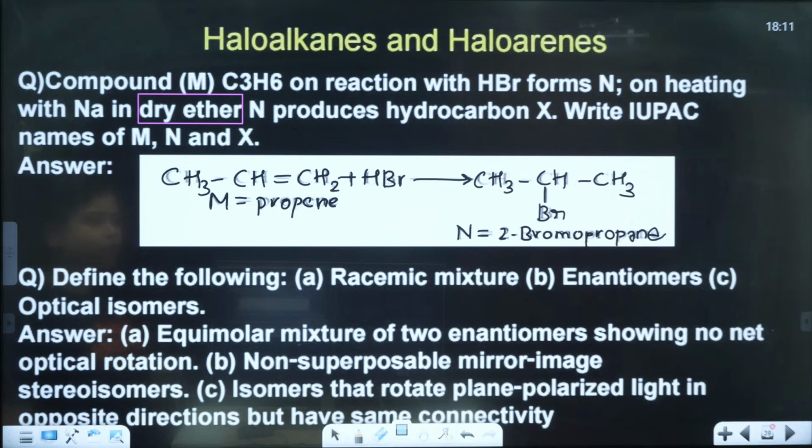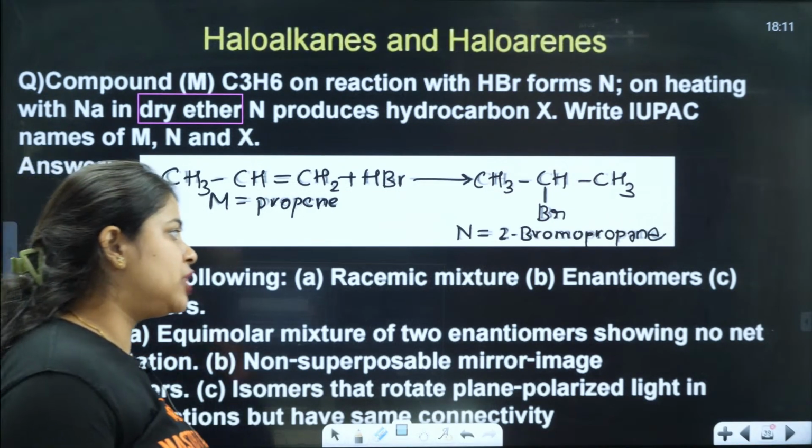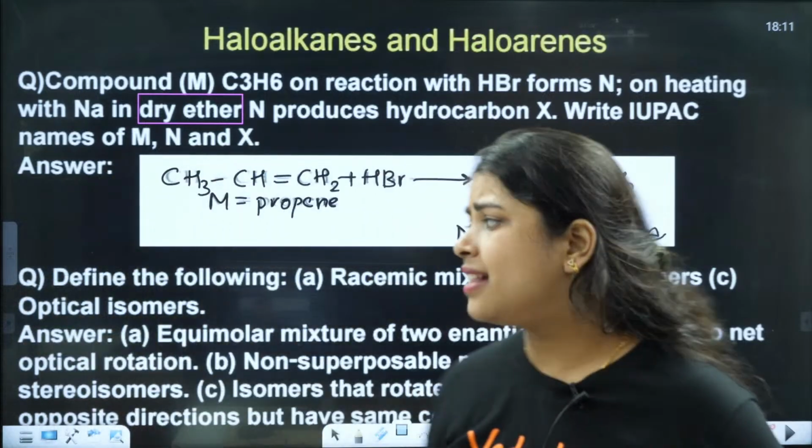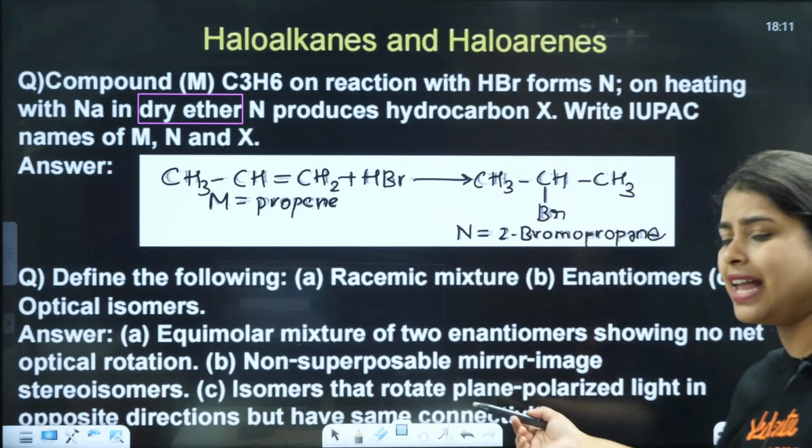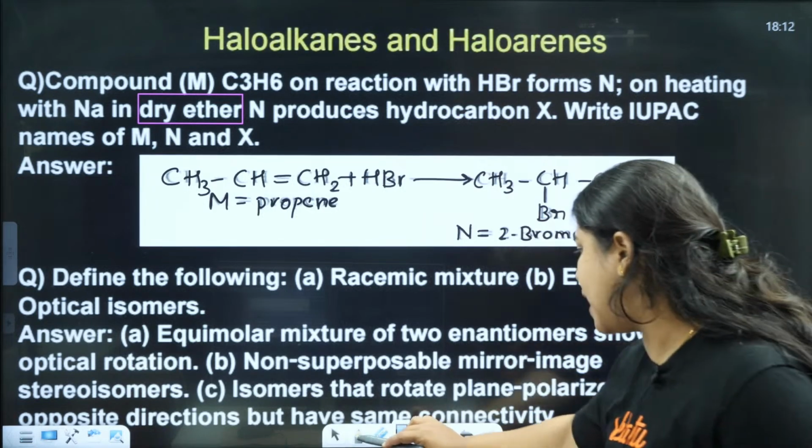Now define the following: racemic mixture, enantiomers, and the last one, optical isomers. These are the definitions which they will ask a lot of times. Make sure to practice these also.